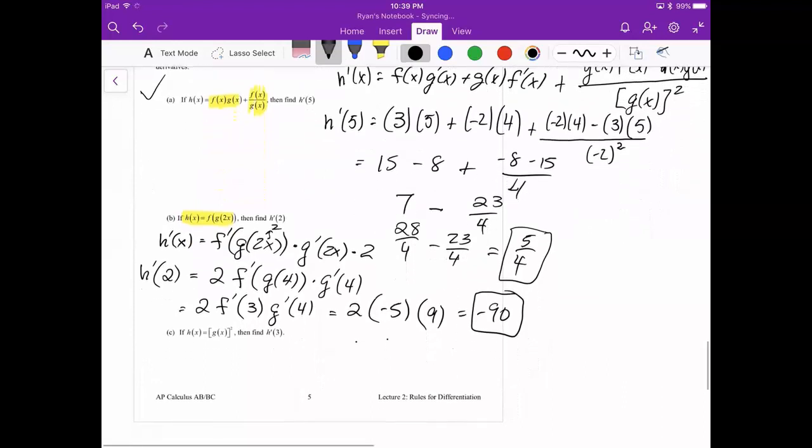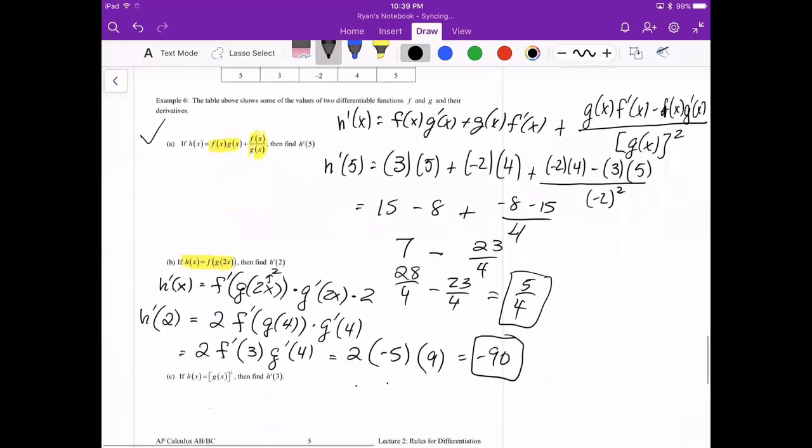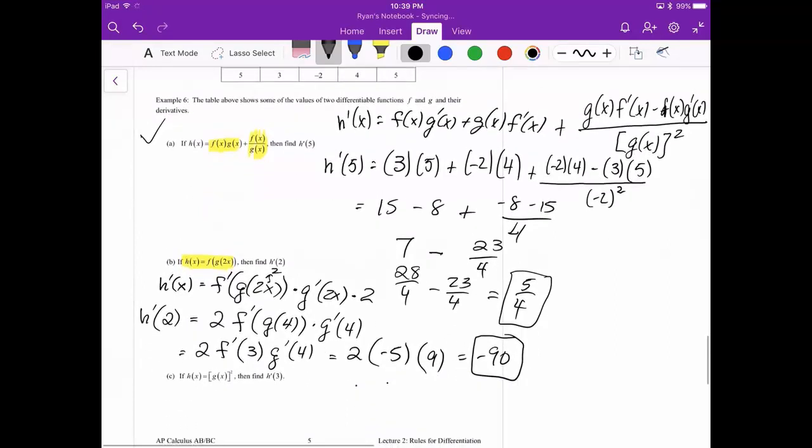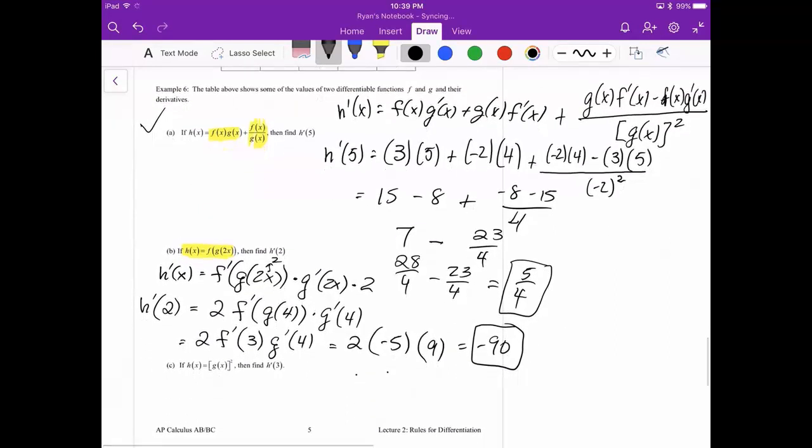Last example for this video, so this is going to be a little tough. We might have to do some scrolling back and forth between the table and the problem, but it's okay, we'll survive. Okay, so we have h of x is equal to g of x quantity squared. So again, very similar to example B, this is a chain rule problem because I have a function g of x inside of another function, which is a square.